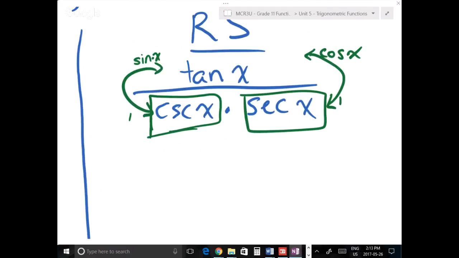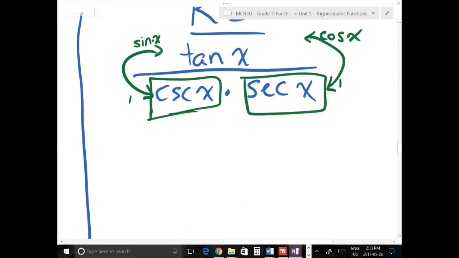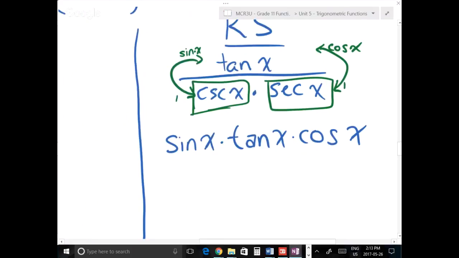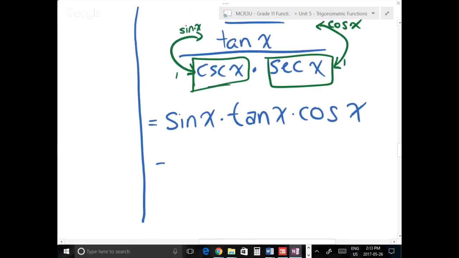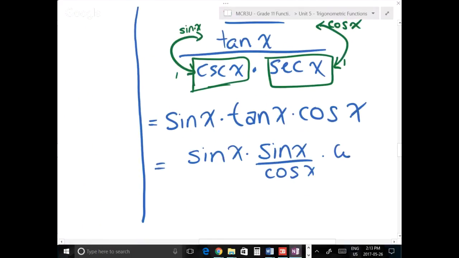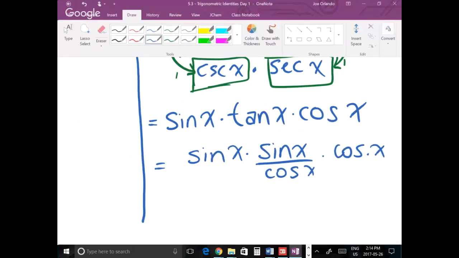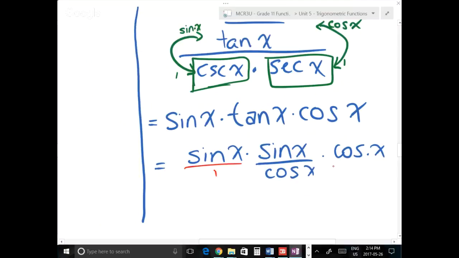Now I can say sine x times tan x times cosine x. And now what can I do with tan? Well, we figured out that it's sine over cosine. That's right, so sine x times sine x over cos x times cos x. And now both of those are over 1. That's right, this is over 1, that's over 1. And what cancels? Well, the cosine and cosine. What are we left with?